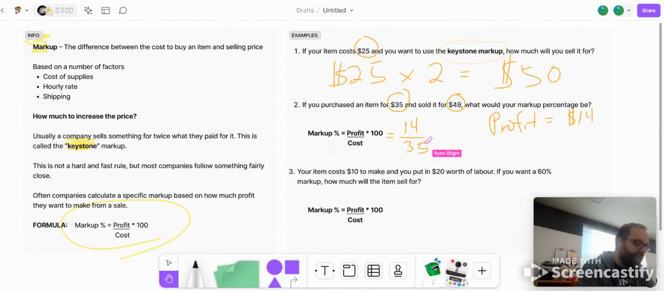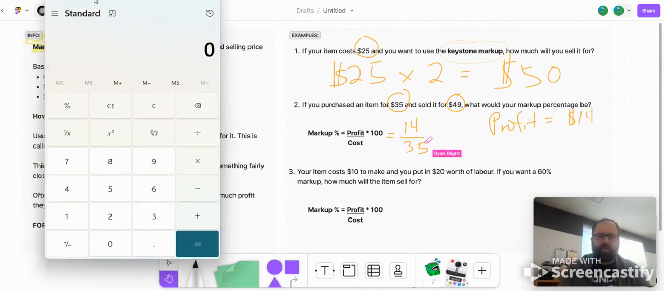Okay, and then once we perform that calculation, let's see if this works. Can I pull this up on the screen? Yeah, I'll pull it up right here. So 14 divided by 35 will give us 0.4, or decimal 0.4. But again, we need to multiply by 100 in order to turn it into a percentage.